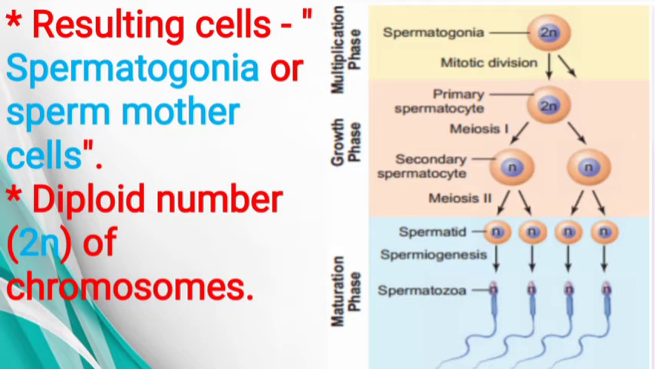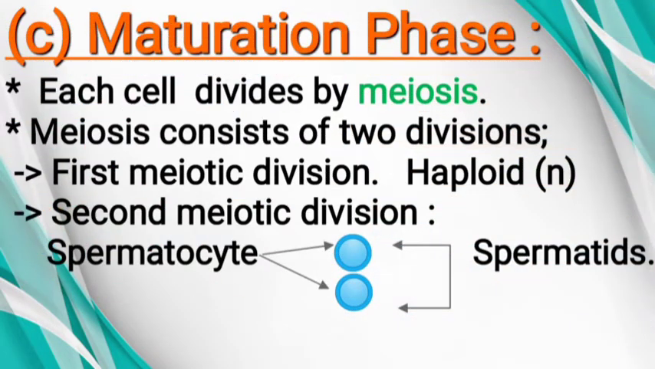The resulting cells are spermatogonia, or sperm mother cells. Here also we call it the sperm mother cell or spermatogonia. And we see the diploid number of chromosomes here, diploid number 2n, or 46 chromosomes.